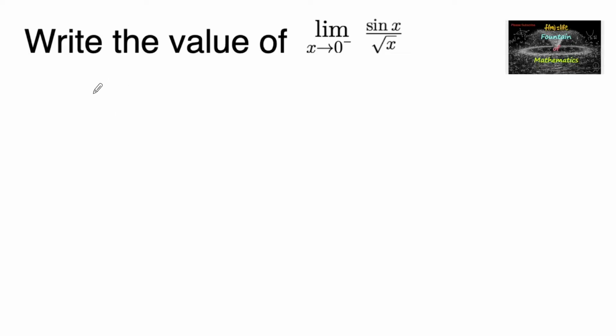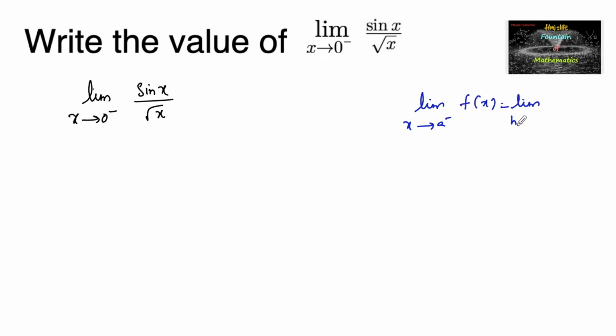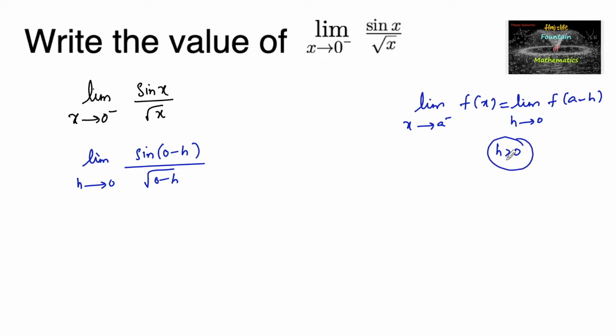Write the value of limit x tends to 0 minus, sin x upon root x. And we know that limit x tends to a minus f of x is equal to limit h tends to 0 f of a minus h, we can write. So which is equal to limit h tends to 0 sin of 0 minus h upon root over 0 minus h, where h is a small positive quantity.